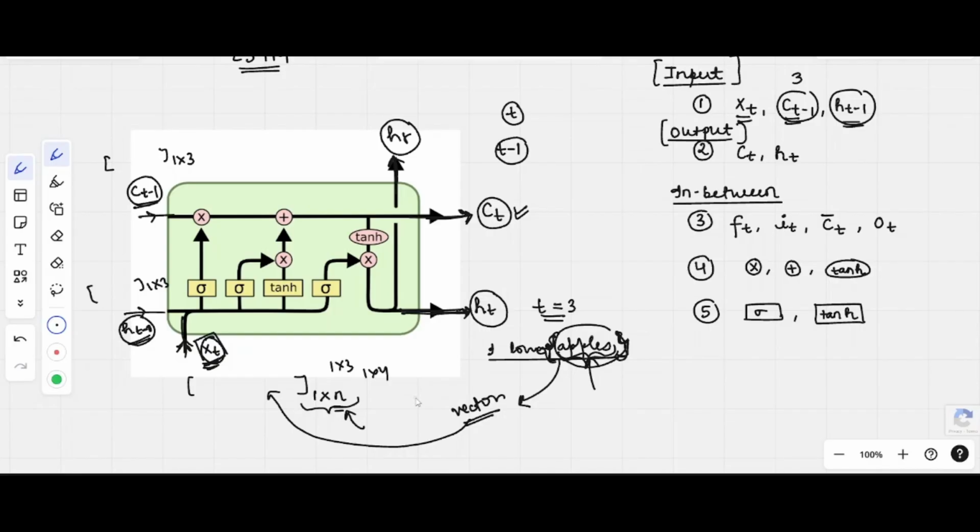Okay, so I hope these input output notations are clear. Now let's move to the in-between processing that is happening and what are the different notations that are being used.